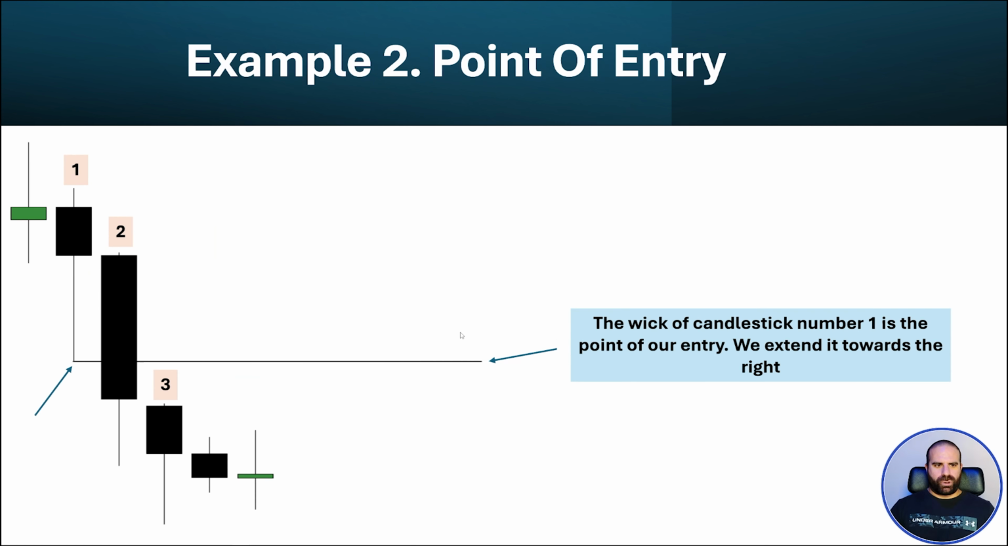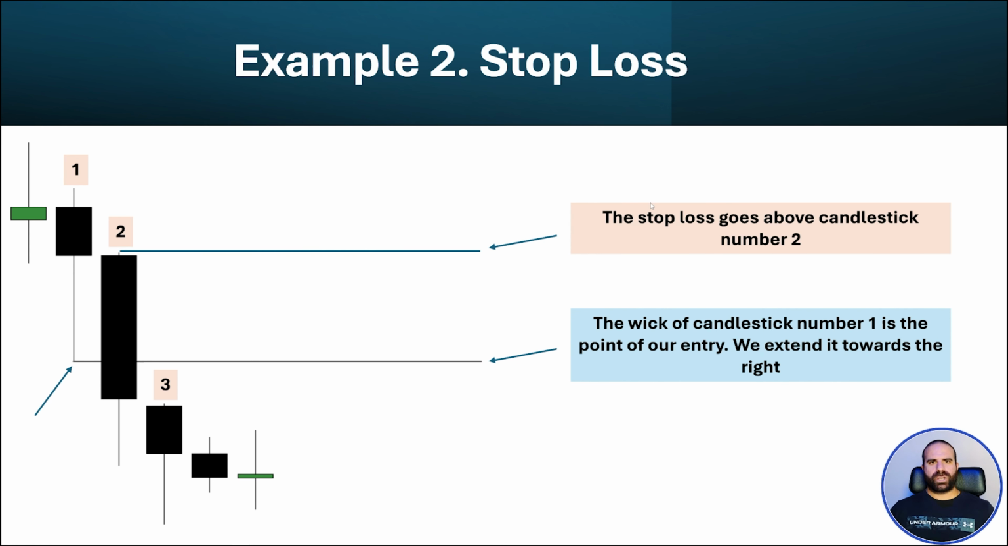Now, I will proceed. Where is the entry going to be? What did we say in example number 1? In example number 1, if you recall, it was the top of the wick of candlestick number 1. This was candlestick number 2 and number 3, and we entered here. Now it is the bottom. It could be a wick or a body, we don't care. This happens to be a wick, the bottom of candlestick number 1. We extend it towards the right. This is my entry.